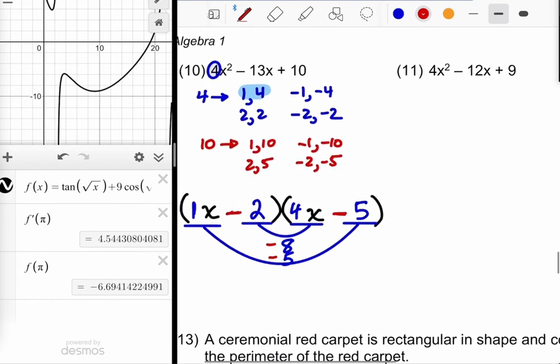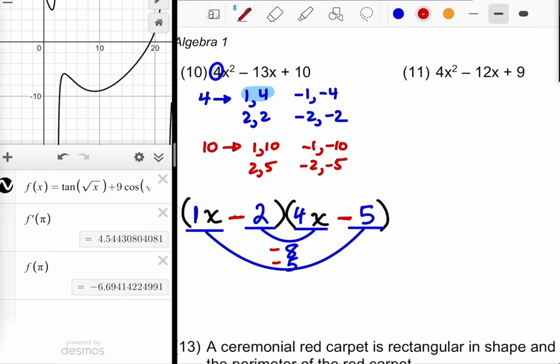All right. So it definitely streamlines the process significantly if you're able to recognize those little things like a GCF or a lack of a GCF. All right. So one more, number 11.